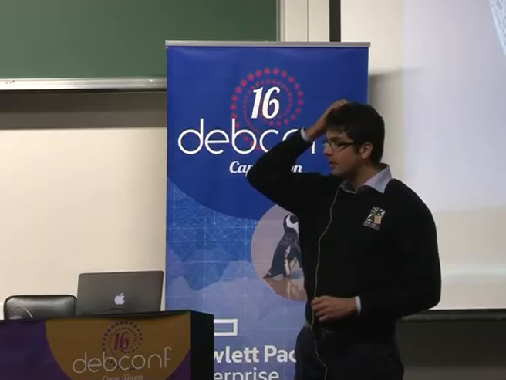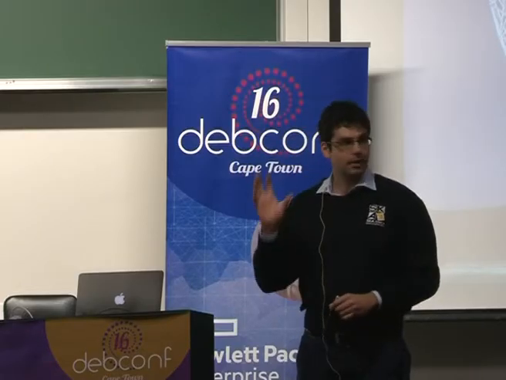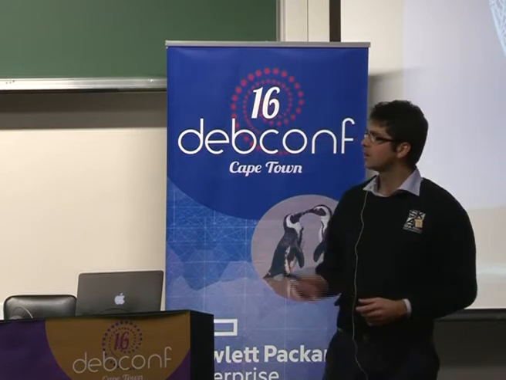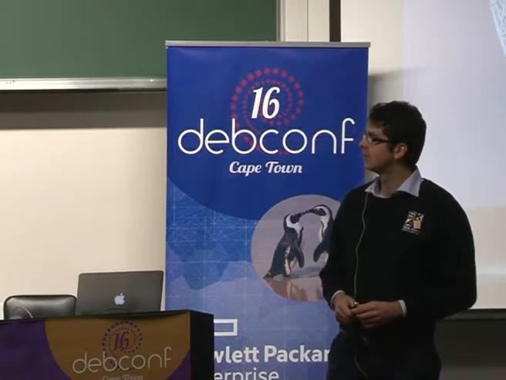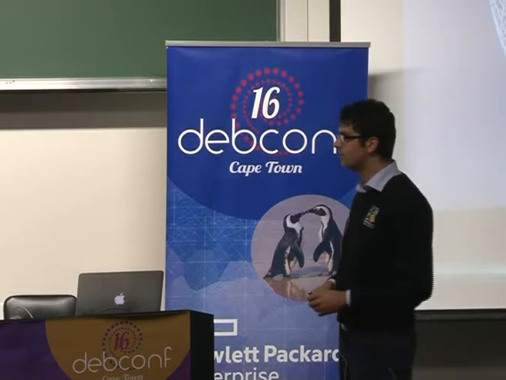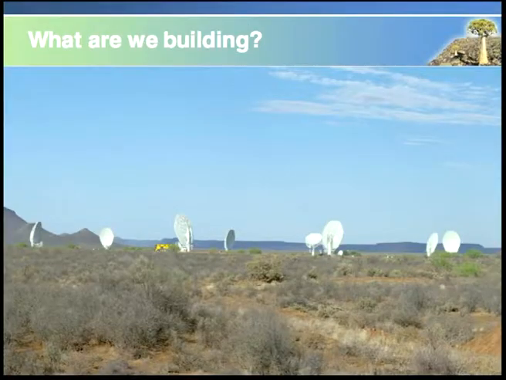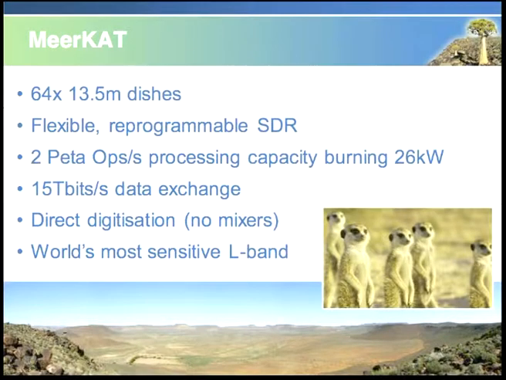So we're building these big dishes. They look like giant satellite TV dishes. This is actually a picture of Meerkat, the array that we're currently building out in the Karoo. And we don't just build one of these things. We're building an array of them. So that's a picture taken very recently on our site. And Meerkat has about 64 of these things. They're about 13 and a half meters across.